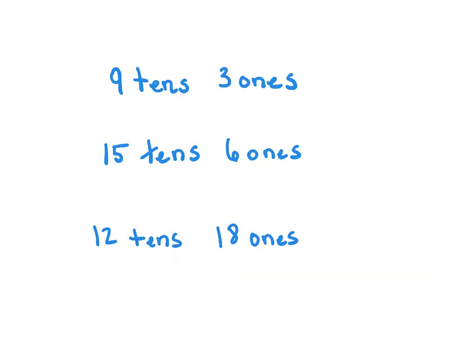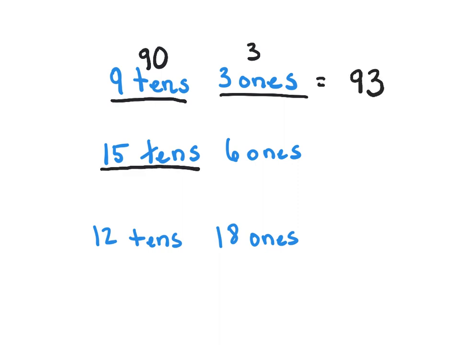9 tens, 3 ones, 15 tens, 6 ones, 12 tens, 18 ones. These are all in unit form. Tens, instead of saying 90, we say 9 tens, 3 ones, 15 tens, 6 ones. These are unit form. And if we want to change that into standard, as a standard looking number, we would say that 9 tens is really 90 and 3 ones is 3. So this would be 93. Over here is 15 tens.